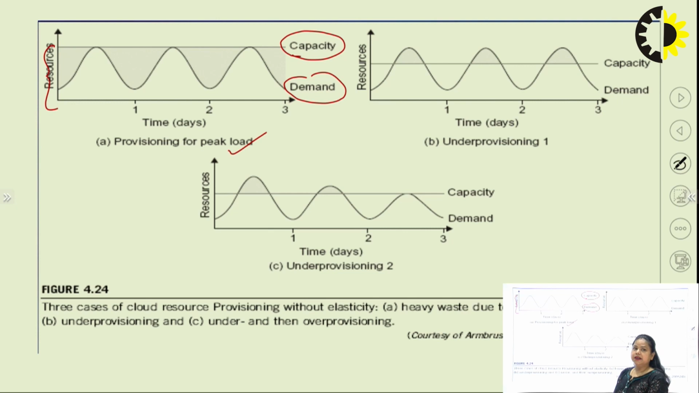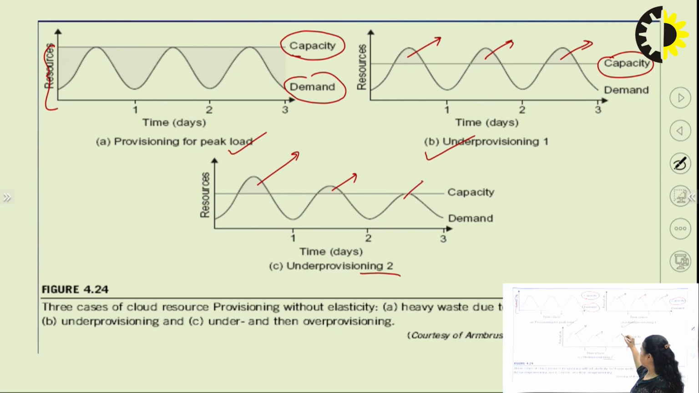user, right? The second term comes as under provisioning, the first condition. Suppose the capacity of the user is this and the demand always goes beyond it, right? Whatever their demand is, it always goes beyond that. And the third case is, sometimes their demand is increased, sometimes it is low, sometimes it is very high, or sometimes it is up to the capacity only, right? So these are the three cases when I'm talking about resource provisioning without elasticity.